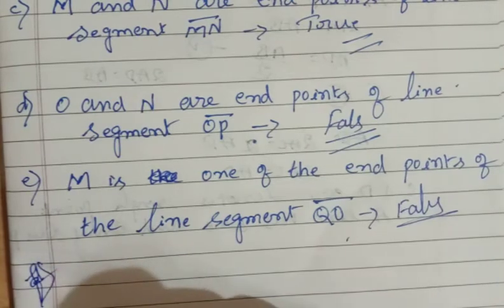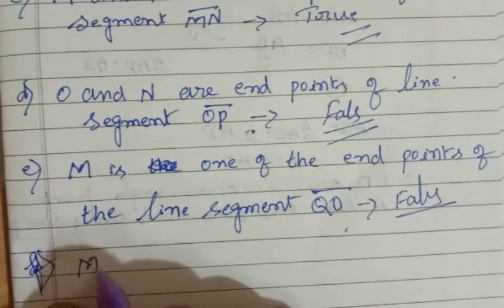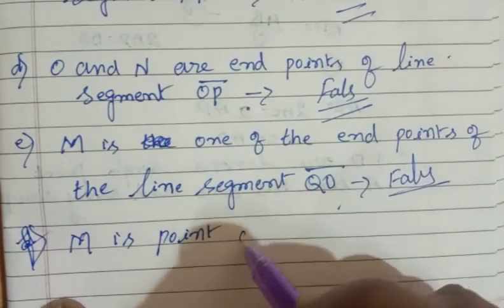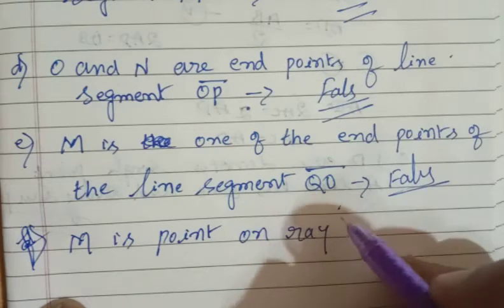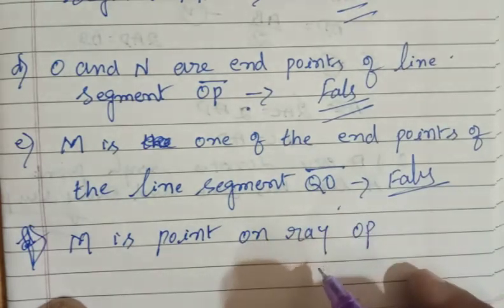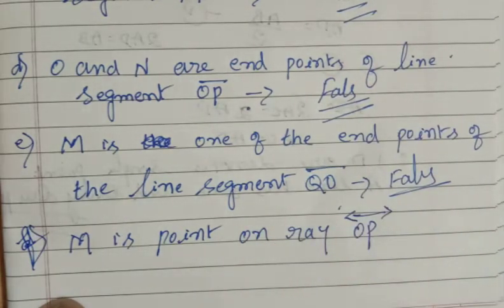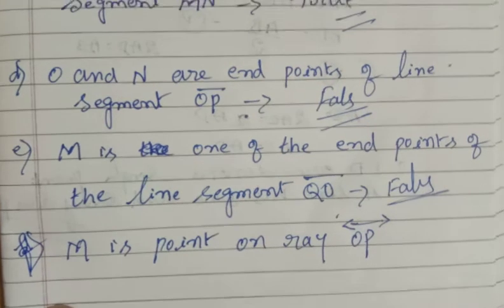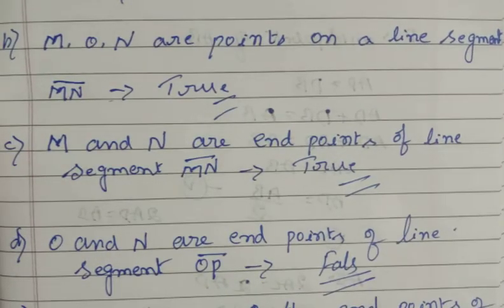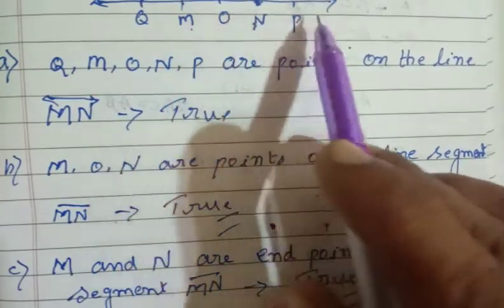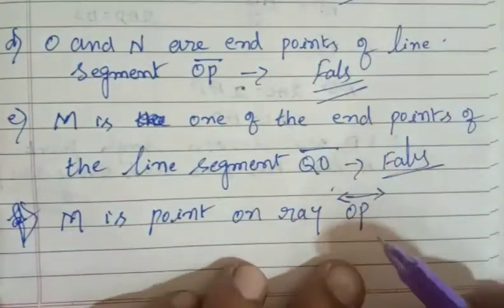F: M is a point on ray OP. M is a point on ray OP. As we see, the statement is false.